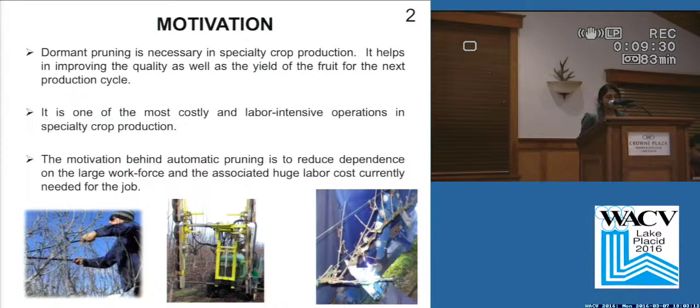The motivation behind automatic pruning is we want to reduce the dependence on this huge workforce and the associated cost. For this entire research, we are using the images from the Kinect 2 sensor. We have gone to orchards and collected depth images of apple trees.